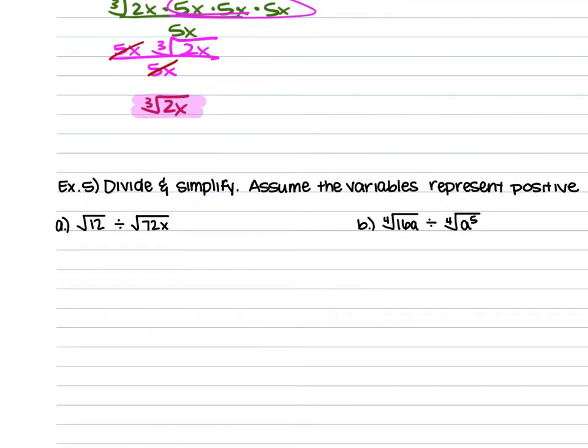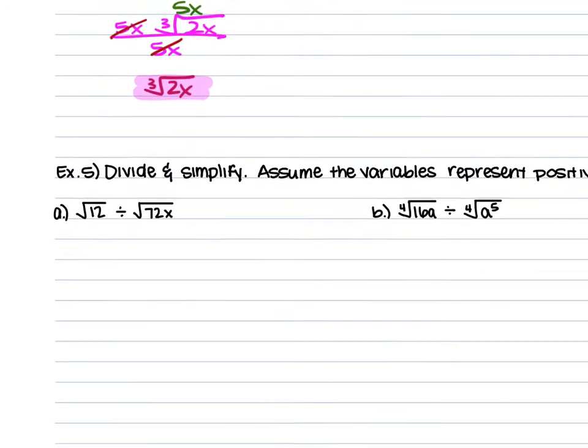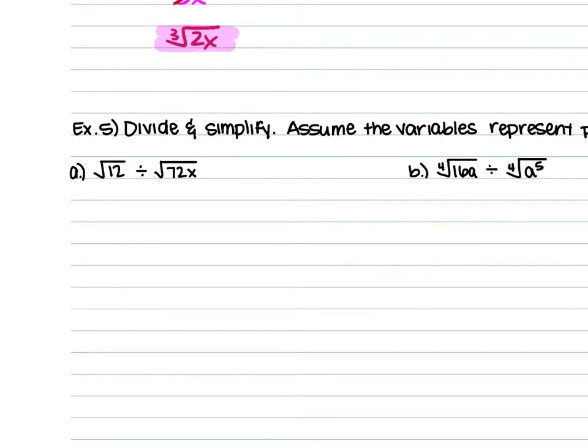Now for the next set of your examples. For example 5, we have the square root of 2 divided by the square root of 72x. Again, we have the square root for both, so we can rewrite this as saying 12 over 72x underneath the radical. The 12 and the 72 can simplify because they're both divisible by 12. The 72 divided by 12 gives us 6, and 12 divided by 12 is 1. So this is the same exact thing as saying the square root of 1 over the square root of 6x.